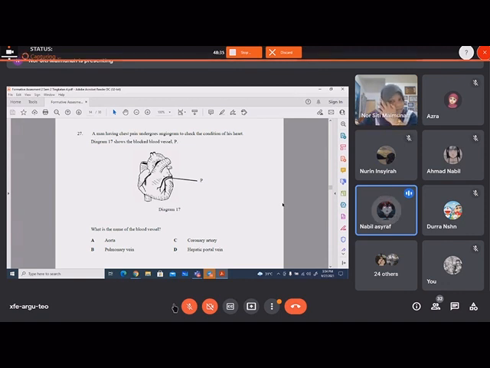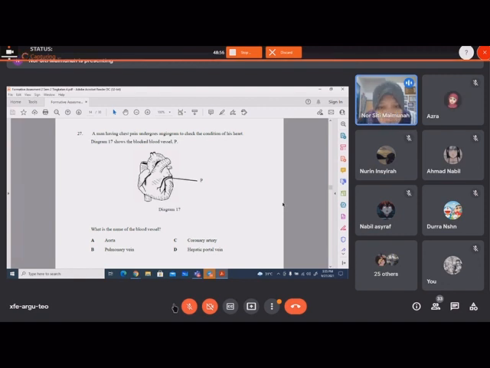Cepat. A man having chest pain undergoes angiogram to check the condition of his heart. Diagram 17 shows the blood vessel P. What is the name of the blood vessel? My answer is C, coronary artery. Correct. It's a coronary artery.